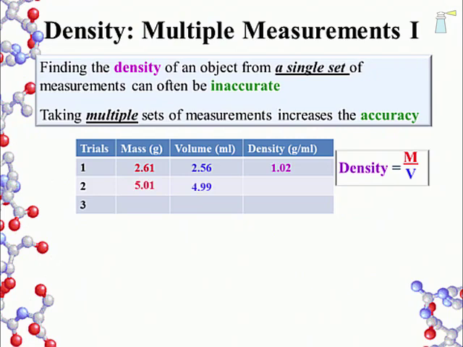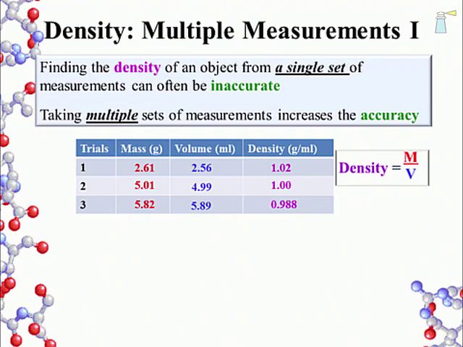The second trial uses a larger sample of the same material, and it is found to have a mass of 5.01 grams and a volume of 4.99 mL. Its density is calculated to be 1.00 grams per mL. The last trial has a still larger sample with a mass determined at 5.82 grams and a volume of 5.89 mL. The density comes out to 0.988 grams per mL. While these calculated densities do not vary by much, they are not exactly alike.